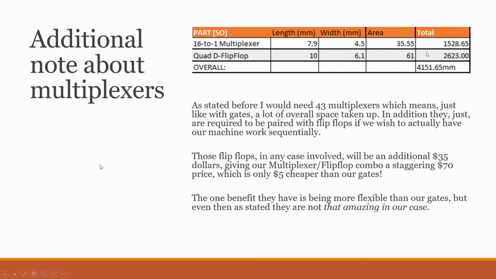In addition, with the flip-flops, they take up quite a lot of space. It's not necessarily the multiplexer's fault. The flip-flops alone are always going to take up around 2,600 millimeters squared of my total space. But with the flip-flops, it's going to be $35 extra, which means the flip-flop multiplexer combo is going to be around $70, which is only $5 cheaper than our gates. So it turns out multiplexers are also not the way I want to go.